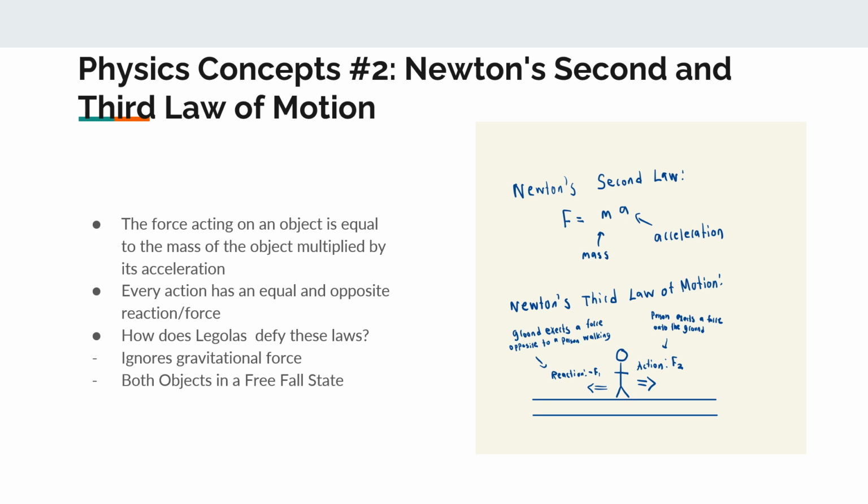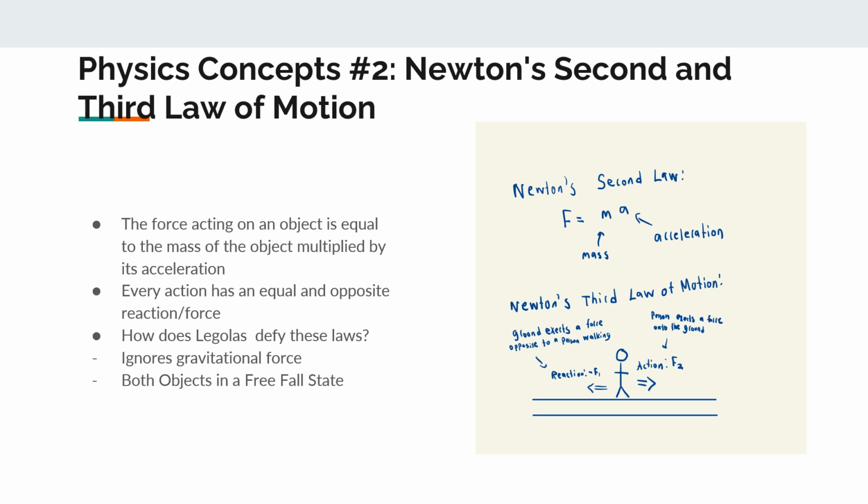And Newton's second and third law also describe what I just said, where the force acting upon an object is equal to the mass of the object multiplied by acceleration. That's Newton's second law. It describes a state where an object's mass times how much it's accelerating is equal to the force it exerts, right? And Newton's third law describes that every action has an equal and opposite reaction or force.